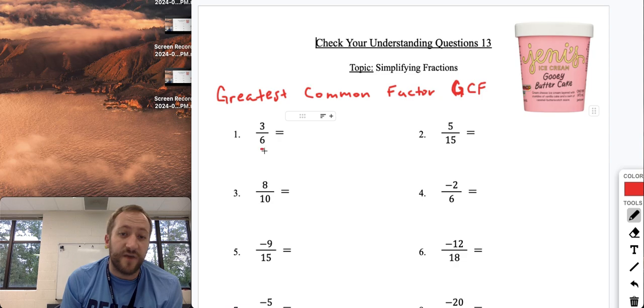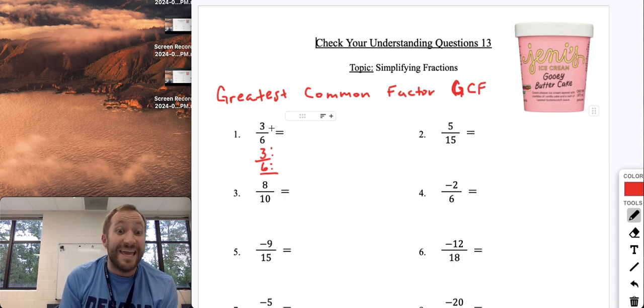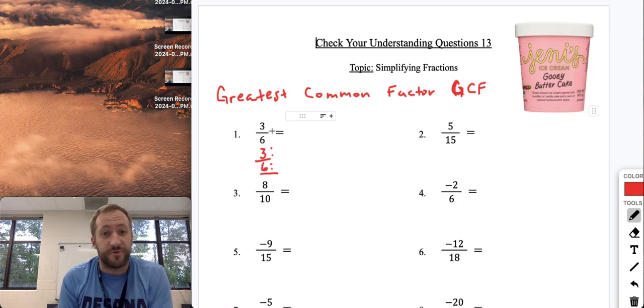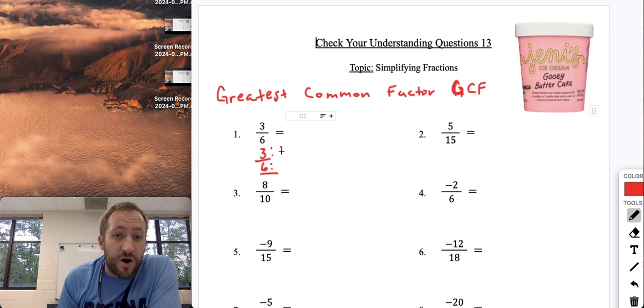So if I'm looking for the factors of 3 and the factors of 6, I'm going to go ahead and write them out. Now remember, factors are those small numbers that go into a number. So it's the numbers that are divisible by this. So I'm looking for all the numbers that are divisible by 3. The factors of 3 are 1 and 3. The factors of 6 are 1 and 6 and 2 and 3. Notice how I do them in pairs.